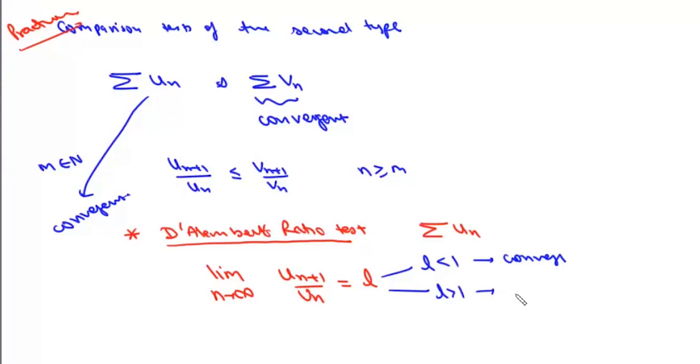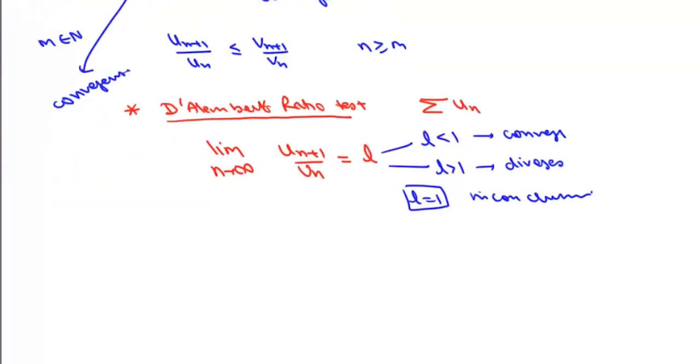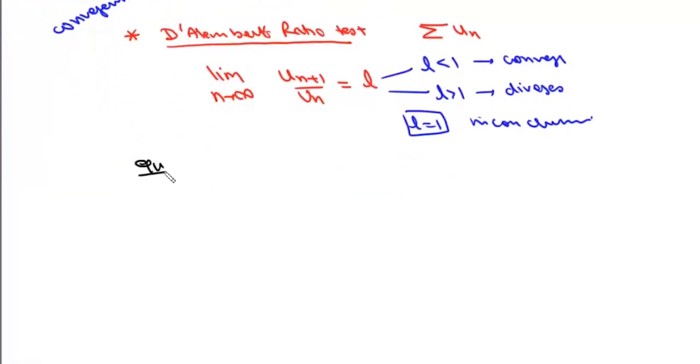If L is greater than 1, then this series diverges, and if L is equal to 1, then the test is inconclusive. This series, in case of L equals 1, can be either convergent or divergent. Now another equivalent form for this D'Alembert's ratio test is this limit, n tends to infinite, un upon un plus 1, equal to L. So basically it's the same, it's just that we have taken the reciprocal of the limit.